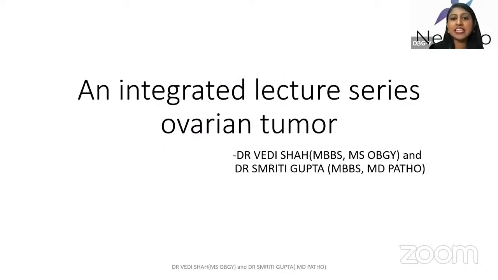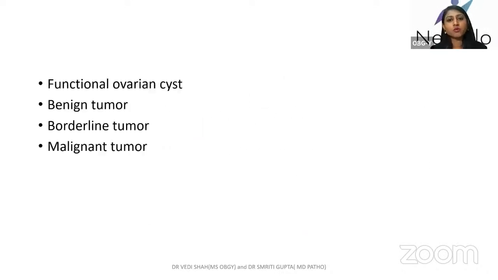So firstly, this is an integrated lecture on ovarian tumors. Basically, if we talk about ovarian tumors, these are the tumors which occur in the ovary, and broadly you can classify them into 4 different categories. It could be either a functional ovarian cyst, or a benign tumor, a certain kind of borderline tumor, or a malignant tumor. Now, if you talk about these tumors of the ovaries, most of the time they are going to be asymptomatic, and the patient is getting diagnosed on an incidental finding on ultrasound. So how are you going to proceed further?